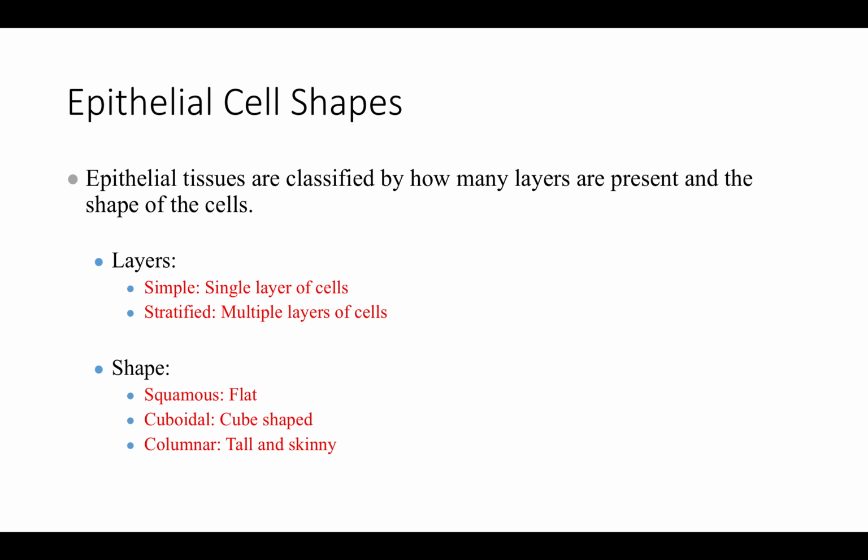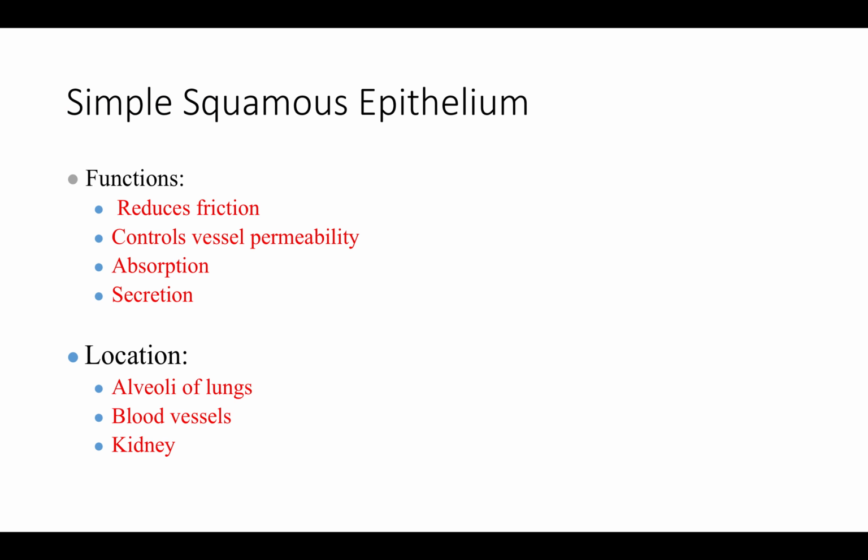When we're talking about epithelial tissues, we classify them in two ways. First, by layers. They can either have a single layer of cells, which we call simple epithelial tissues, or multiple layers, which we call stratified. And then we go on to classify them by their shape. They're either squamous, flat, cuboidal, cubed, or columnar, which look tall and skinny like columns. And then you have your different types of tissues.